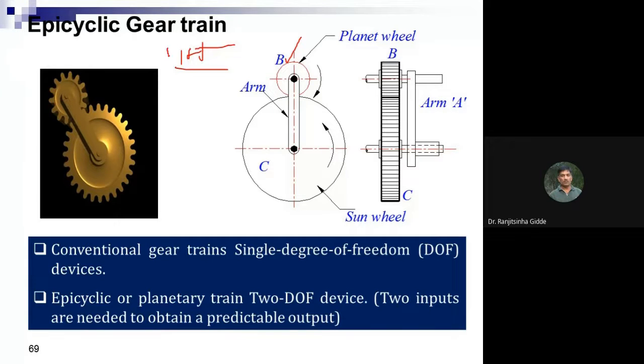That means the arm is fixed, and when we rotate this B with a high revolution, then we will get rotation of this gear C. So two inputs are required to get the motion.